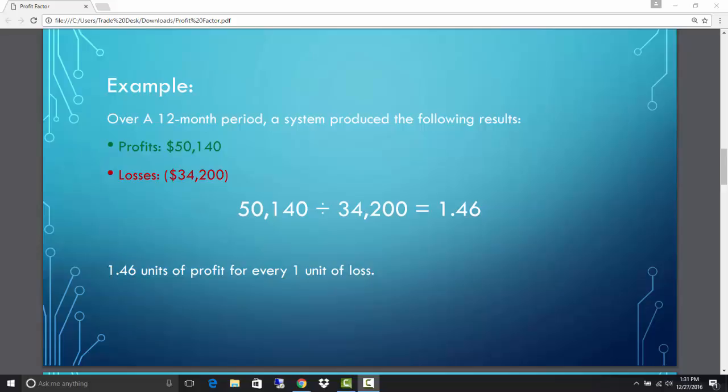Its gross profits were $50,140. Its gross losses amounted to $34,200. Simply divide the profits by the losses and you come up with a factor of 1.46. That means 1.46 units of profit for every 1 unit of loss. It's a positive profit factor, indicating that it's a potentially profitable system.